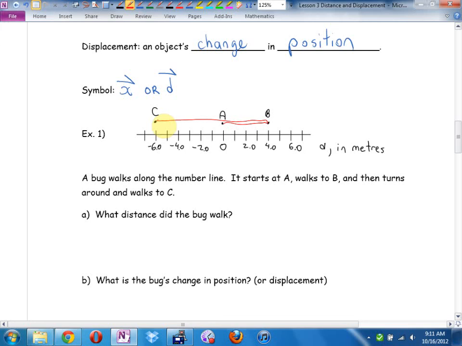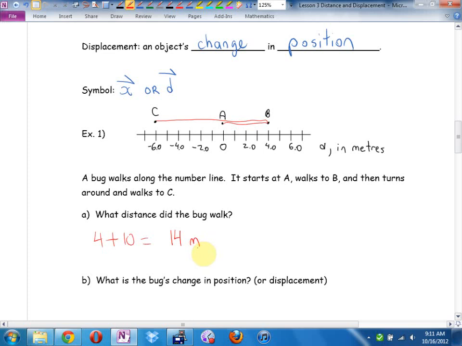Well, it went 4 to the right. And then how far did it walk to the left from the 4 to the right to get way over there? 1, 2, 3, 4, 5, 6, 7, 8, 9, 10. Total distance, 14 meters.